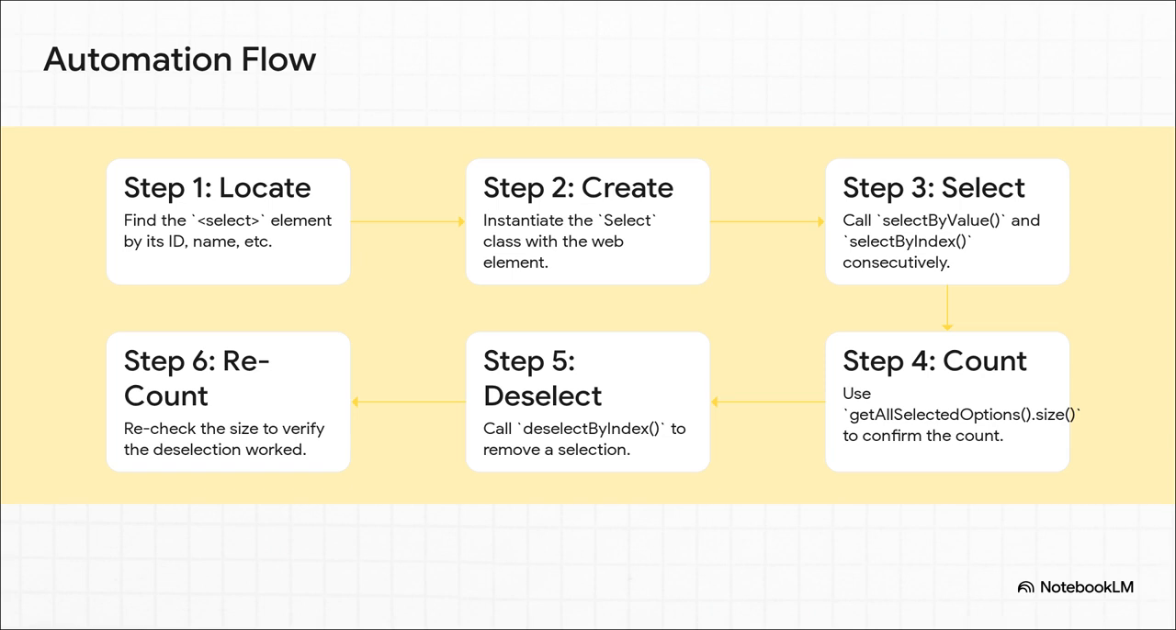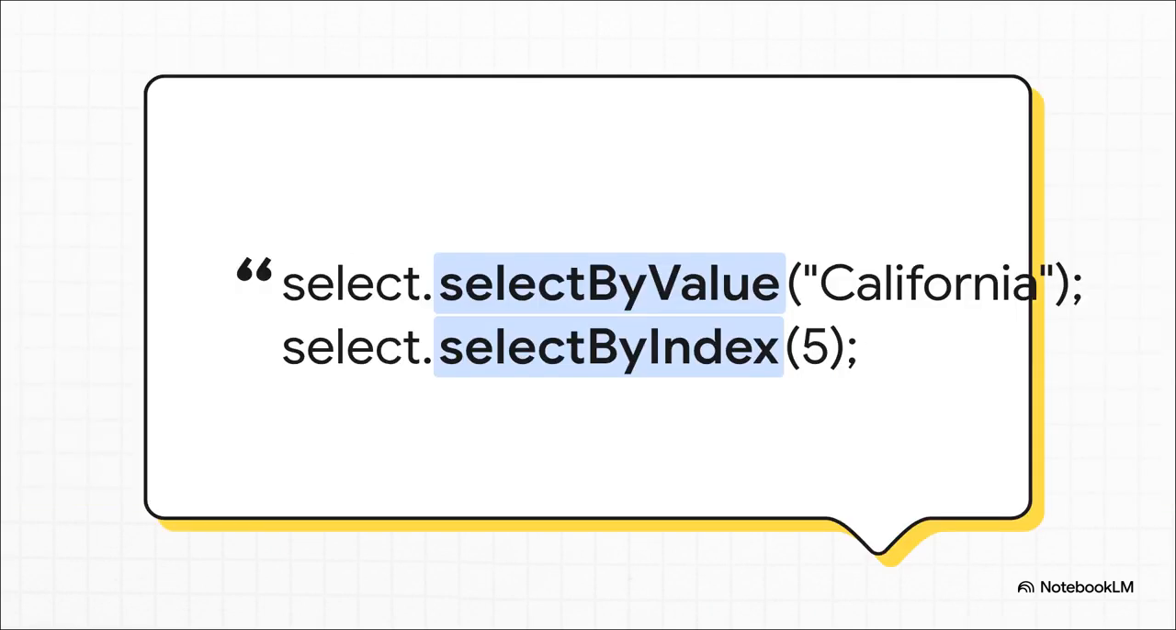Act, then verify. And this is what it looks like in the code. See? Not scary at all. You literally just call the select methods back to back. Selenium is smart enough to know that on a multi-select list, this means you want to add to the selection, not replace it. So right here, we're grabbing California by its value and another option using its index number 5. So we run our check to count the selected options, and boom, we get 2. Exactly what we expected. Verification number 1 is a pass.